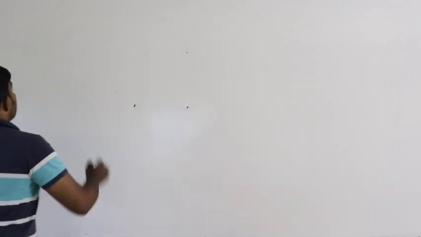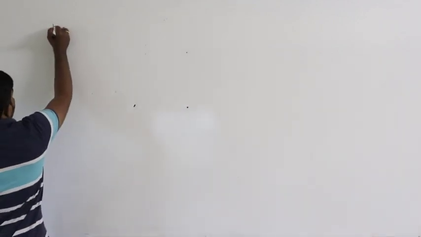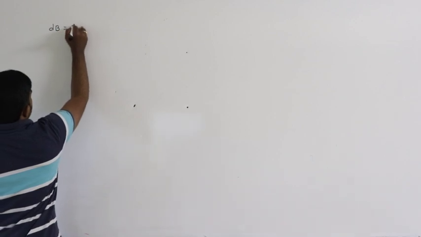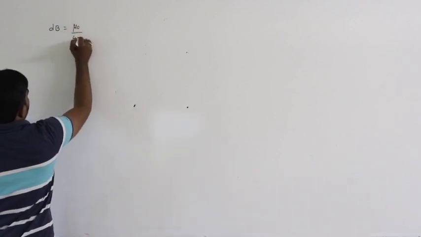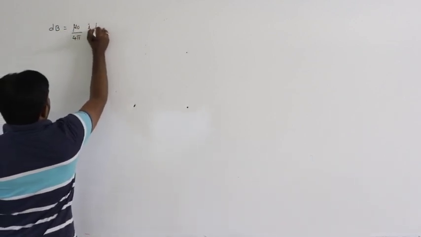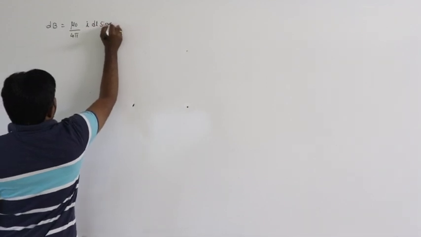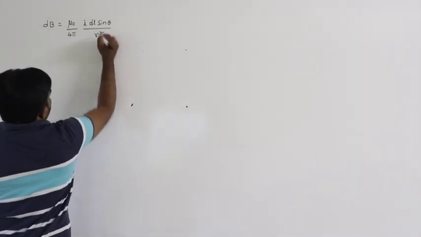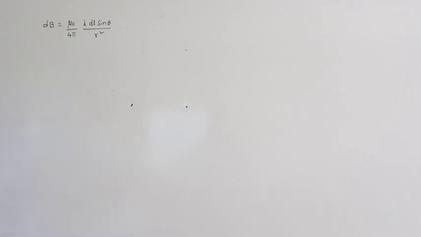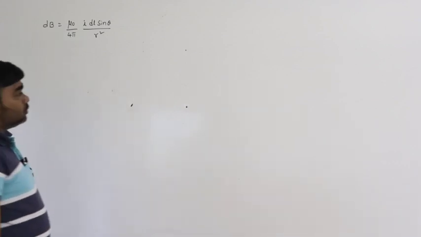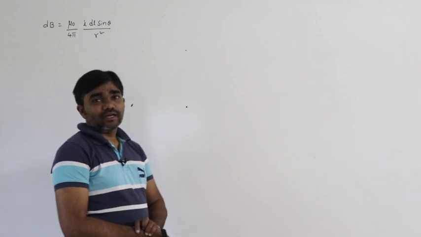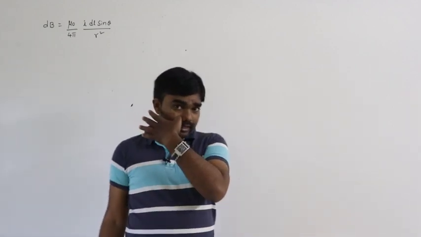Good morning everybody. So we are discussing moving charges and magnetism. In that we already discussed Biot-Savart's law. What is that Biot-Savart's law? We know dB is equal to mu naught by 4 pi I dl sin theta divided by r square. This is the magnetic field due to the current carrying conductor.